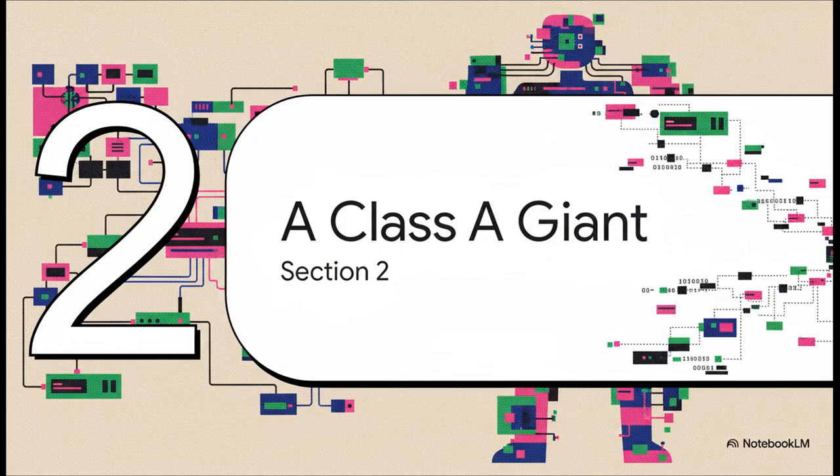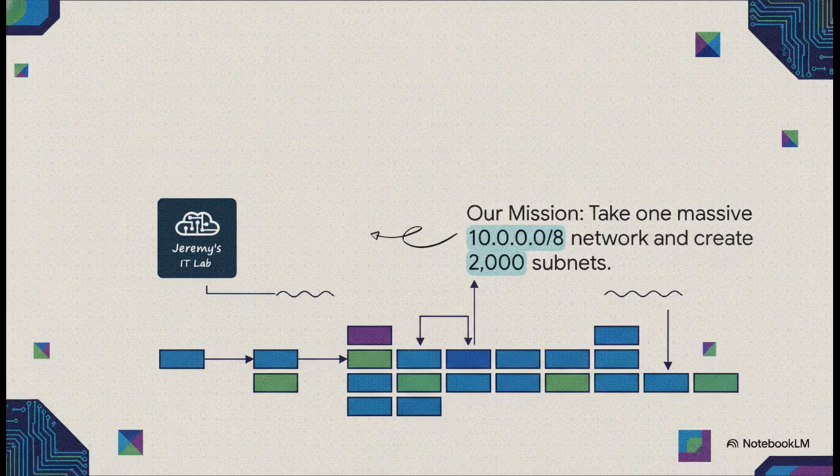And now for the main event, subnetting a Class A giant. Seriously, we're talking about a network with millions upon millions of potential addresses. This is where the real fun begins. Here it is, our mission. We have this enormous 10.0.0.0/8 network block. Our job is to slice it and dice it into 2,000 separate subnets for all those departments we talked about. The scale here is just massive, so every single choice we make is critical.